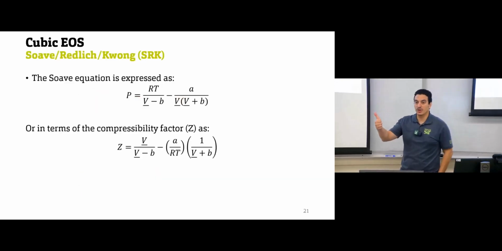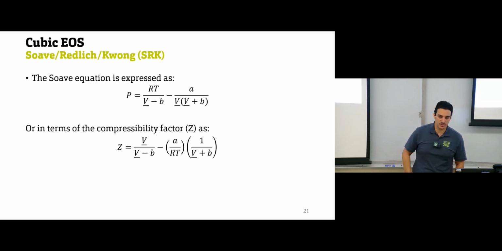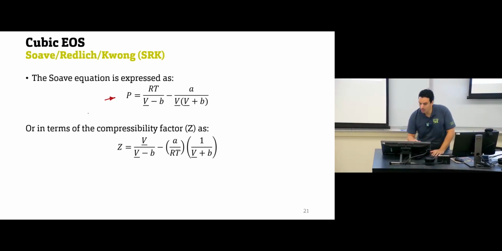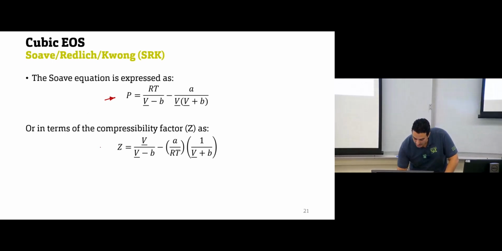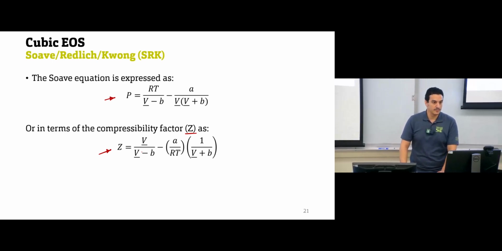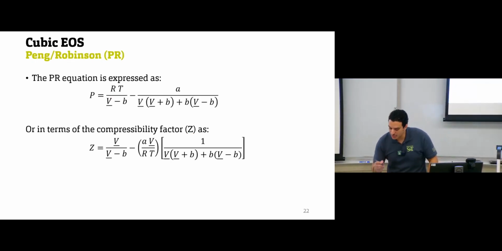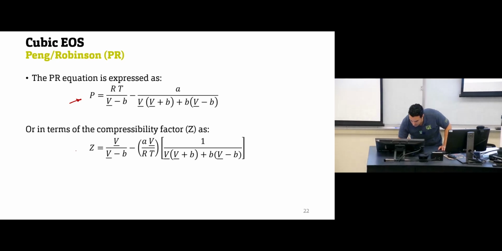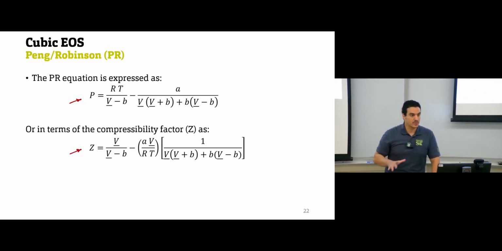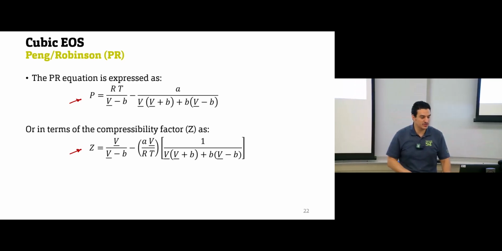So again, we have Soave, Redlich-Kwong, and Peng-Robinson equations of state. Similar to what we did for van der Waals, we have two forms in which we can represent the Soave equation of state. One of them is P equals RT over V minus b, and then we have, in terms of the compressibility factor Z, we can put it this way. Similarly, the Peng-Robinson equation of state we can represent in this form, and we can also represent it in this form in terms of the compressibility factor. Okay, so for the Soave equation and the Peng-Robinson equation, we have two ways to present each one of them.